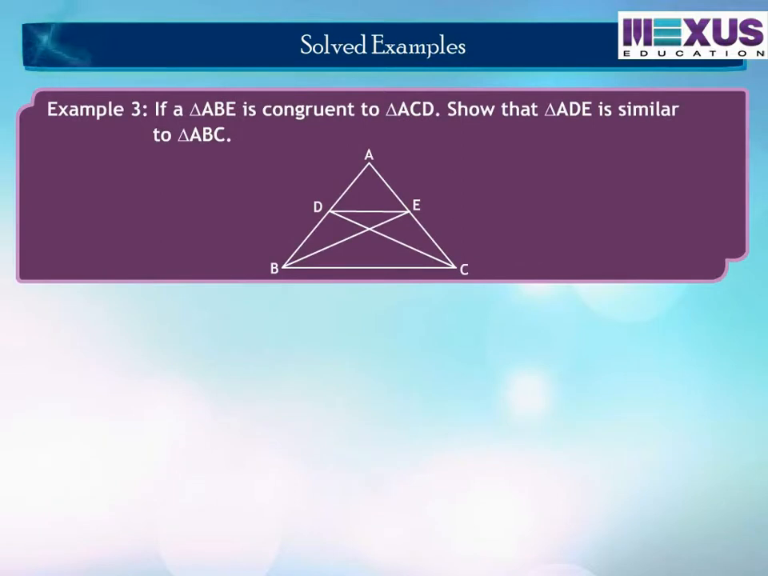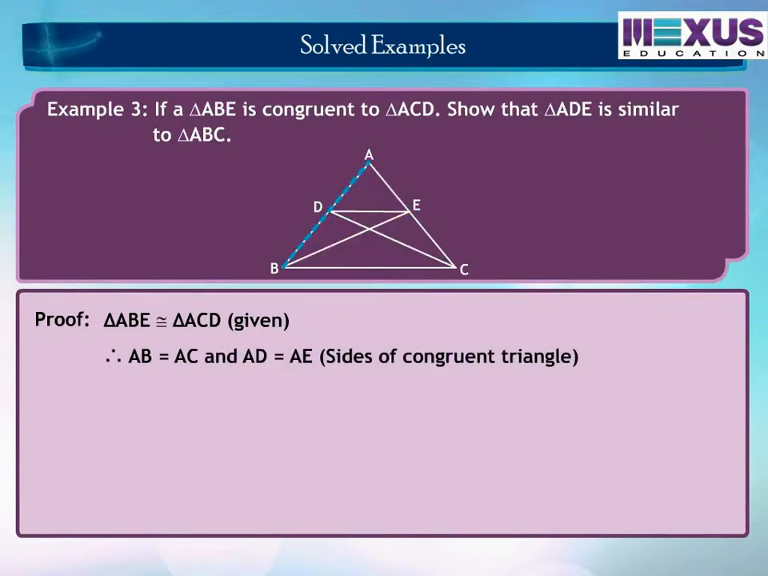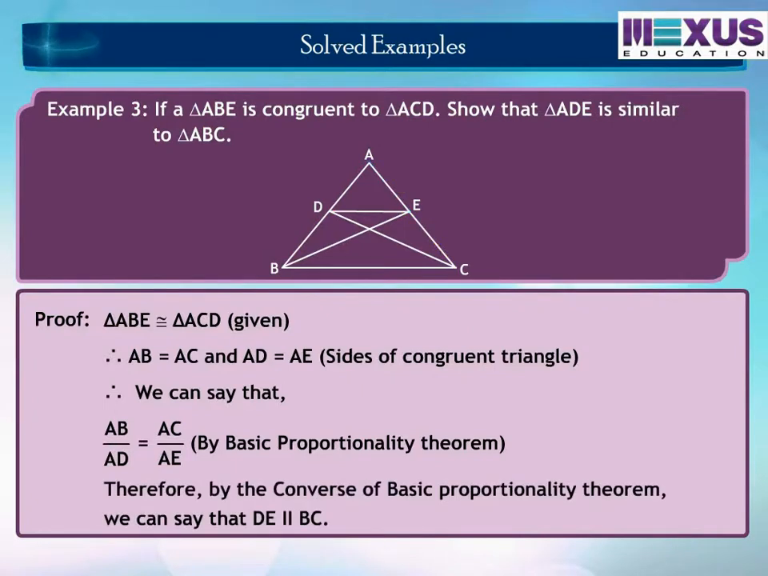Example 3. If triangle ABE is congruent to triangle ACD, show that triangle ADE is similar to triangle ABC. Proof. Given triangle ABE is congruent to triangle ACD. Therefore, AB is equal to AC and AD is equal to AE, sides of congruent triangles, which gives AB by AD is equal to AC by AE. Therefore, by the converse of basic proportionality theorem, DE is parallel to BC.